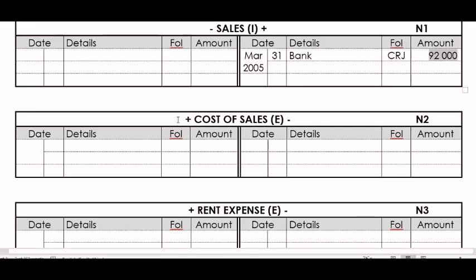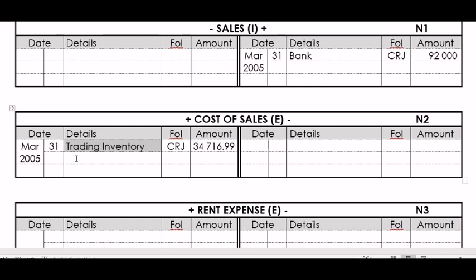Cost of sales is an expense in your nominal section. So we work on the plus side. We say our expense is more. You write the month and the year, the date, but now you write trading inventory. Okay, because we're also going to write this value in trading inventory. And you write CRJ because we still got this value from the CRJ, and you write the value.